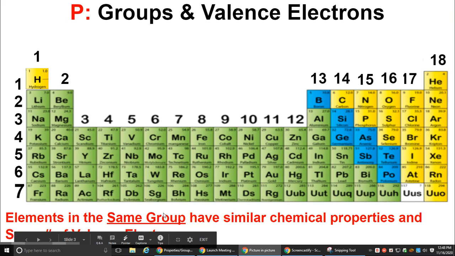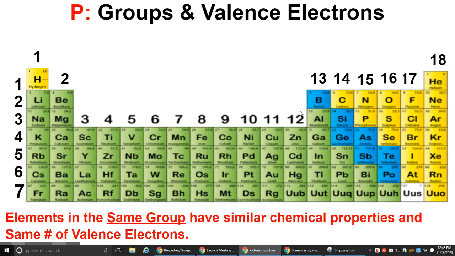Elements in the same group have similar chemical properties. So if we look at group 1, they all have 1 valence electron in their outer shell. That means they all react similarly. They have 1 valence electron, they need 8, so they're going to try to get 7 more. In group 2, all these elements up and down have 2 valence electrons in their outer shell. They want 8, so they're going to try to get 6 more.